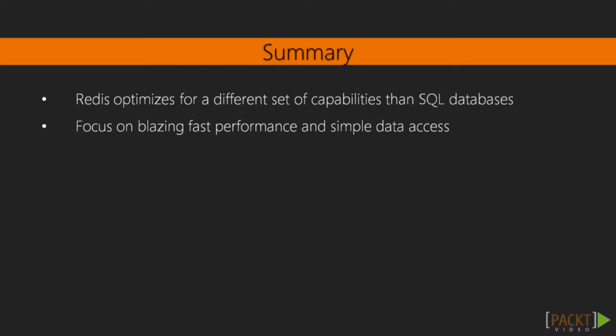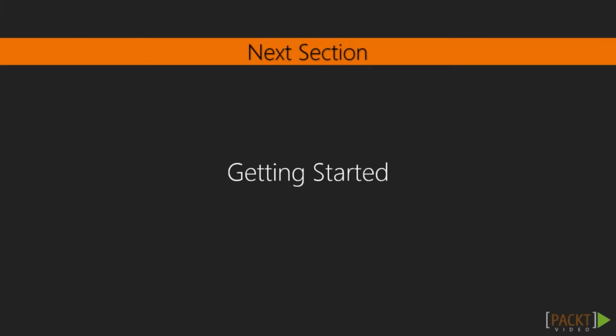So in summary, Redis is optimized for a different set of applications than you would use a traditional SQL database for. While a traditional database has a very structured organization and is well suited for very complex, advanced ad hoc querying that you might need in an enterprise, Redis instead focuses on particular cases, for example, caching and pub sub, where you need blazing fast performance and simple access patterns. So for our next section, we're going to get started with Redis.